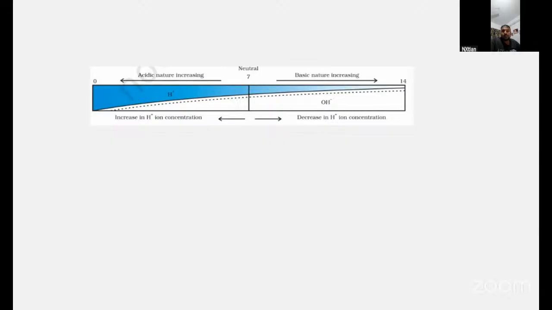Now pH also leads to tooth decay. We used to say, brush in the morning, and also brush before sleeping, not after sleeping. In the night, after sleeping, do not brush. Before sleeping, do it. Why? Because you eat dinner.